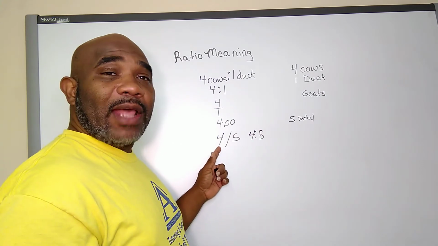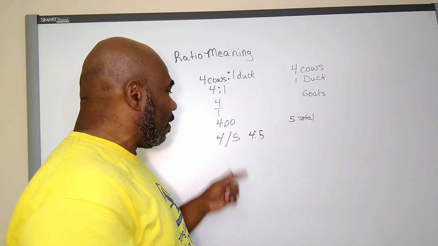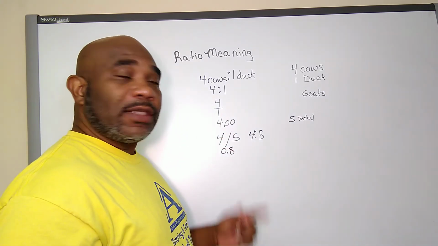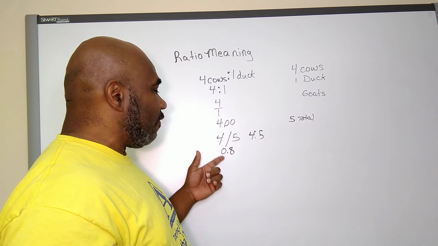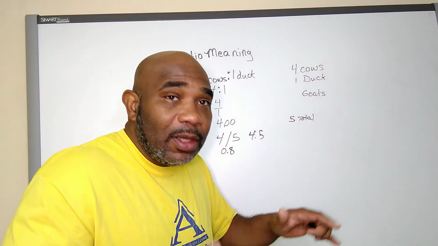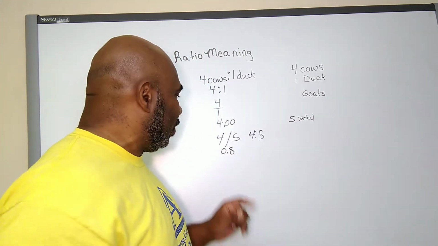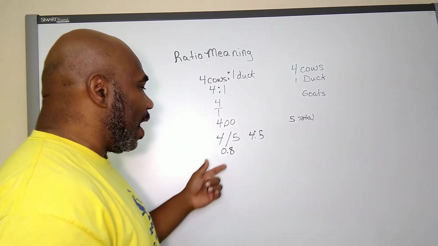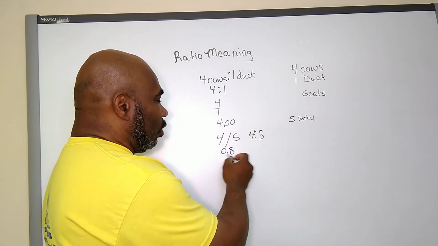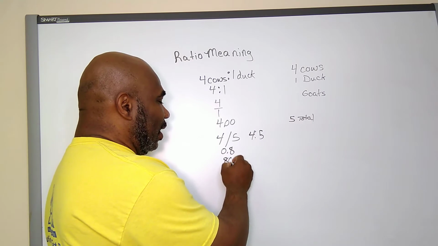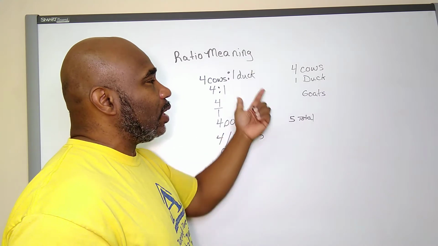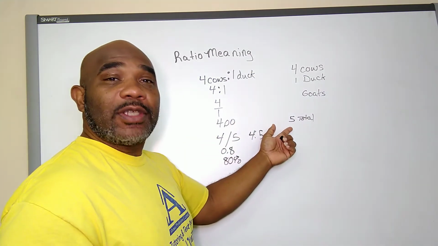Well, if you did the math and did division, old school division, 4 divided by 5, you would get 0.8. So 4 out of 5 is the same as the decimal 0.8. If that sounds funny to you, that means you need to go back and review old school division, right? And finally, we can express this number as a percent. 4 out of 5, 0.8, is the same as 80%. So the cows represent 80% of the total animals.